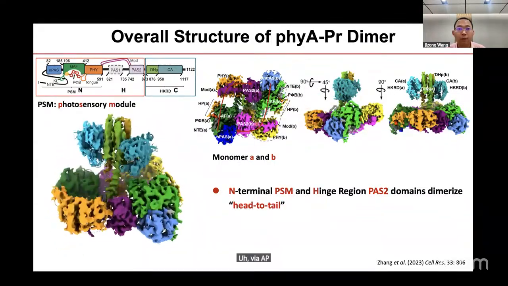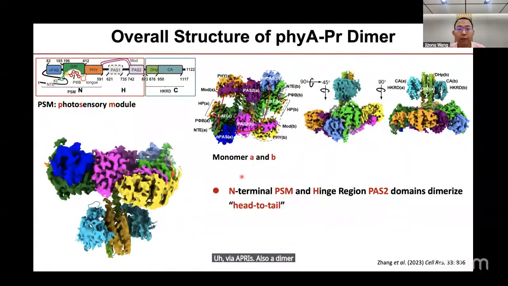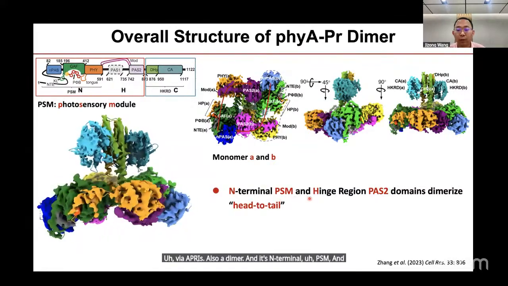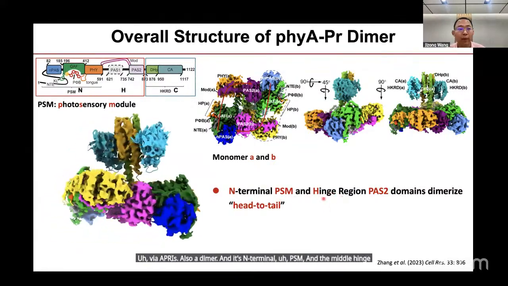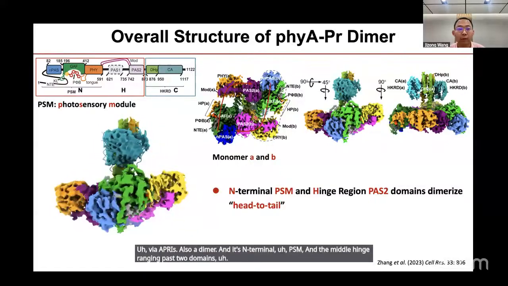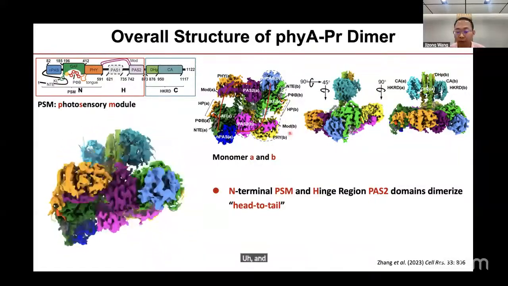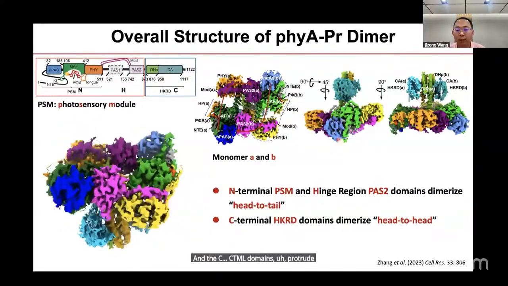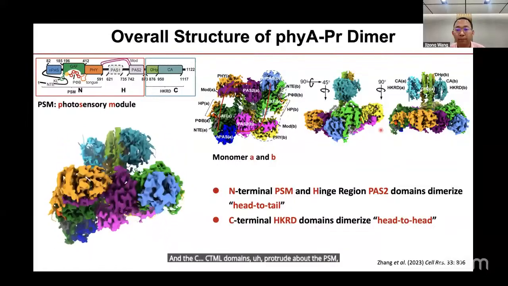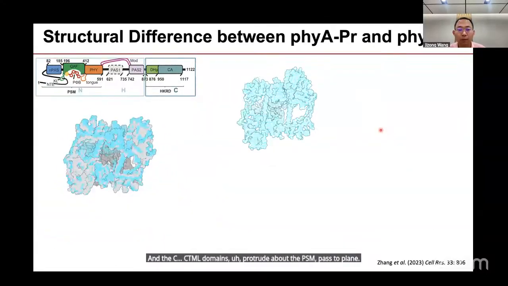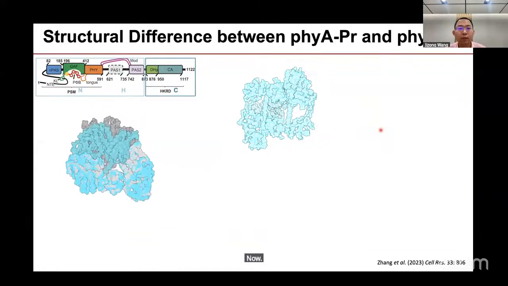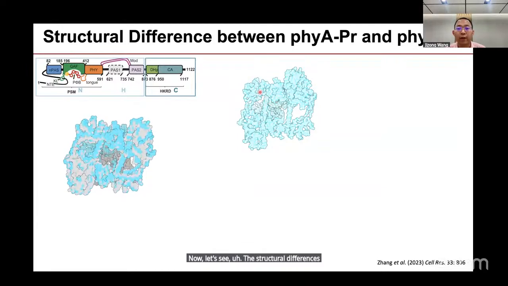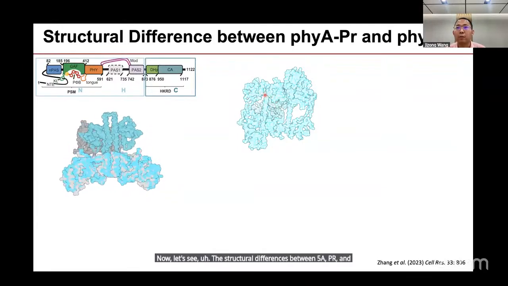PhyA PR is also a dimer, and its N-terminal PSM and the middle hinge-ranging PAS2 domain form a plane, and the C-terminal domains protrude above the PSM-PAS2 plane. Now, let's see the structural differences between phyA PR and phyB PR.